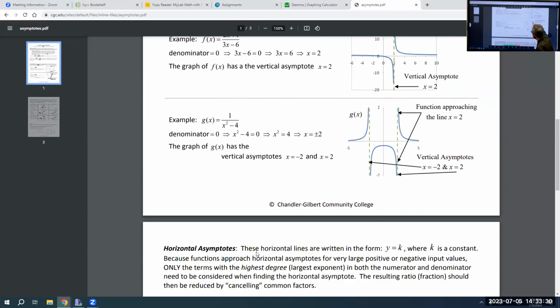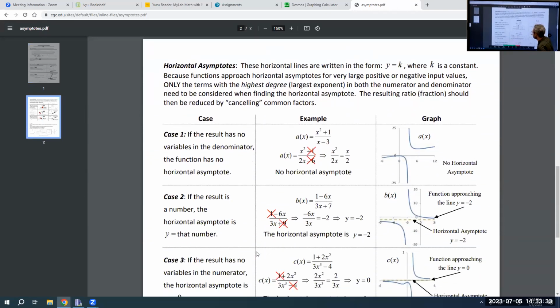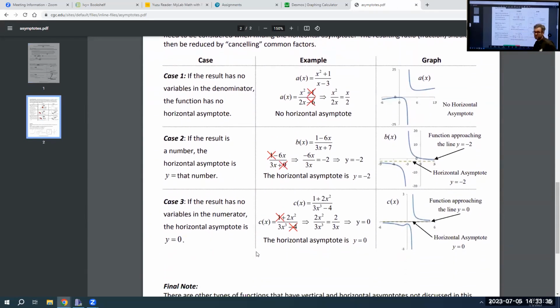Now, we want to really talk about horizontal asymptotes. These are the hard ones to remember, and this is something I would maybe write on your own cheat sheet. But it's hard to remember, though easy to understand. With 1 over x, we saw the asymptote was y equals 0, and it will be for a lot of them. So case 1 says, if the result has no variables in the denominator, the function has no horizontal asymptote.